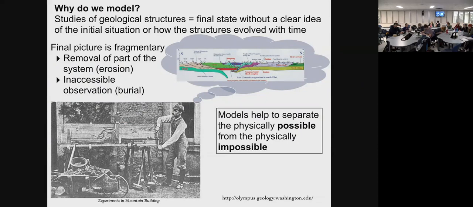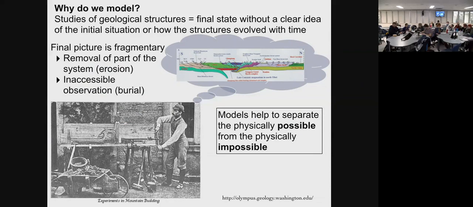Two, think of this cross-section here. About 99% of this model here lies underneath the surface, inaccessible to direct observation. And so burial, for example, in terms of geological process, also hides part of the rock record. So we need some kind of model to interpret what's underneath at depth without necessarily directly observing it.